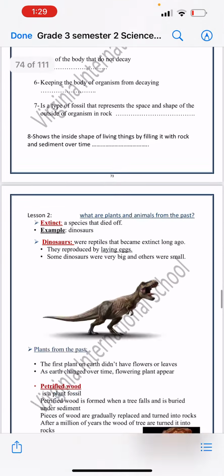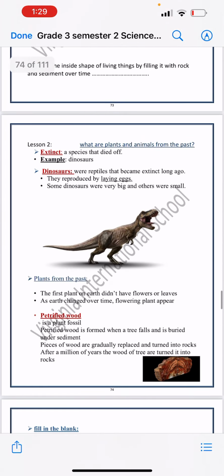And then we will take this small page, and it's so easy. It's talking about some animals and plants from the past. We have to know this new keyword, which is extinct. What's the meaning of extinct? Extinct means that an animal or a plant will die off and we cannot find it anymore in nature.